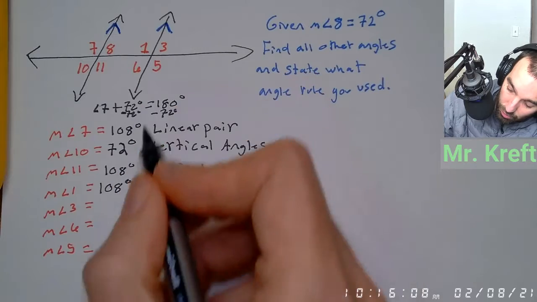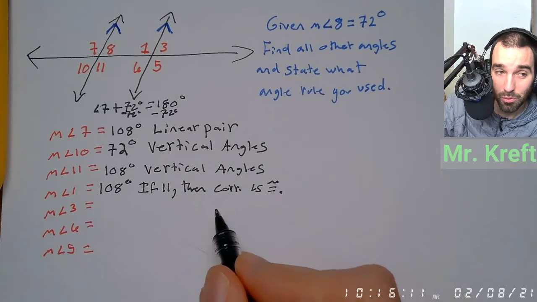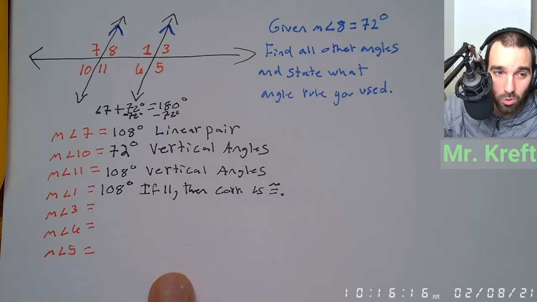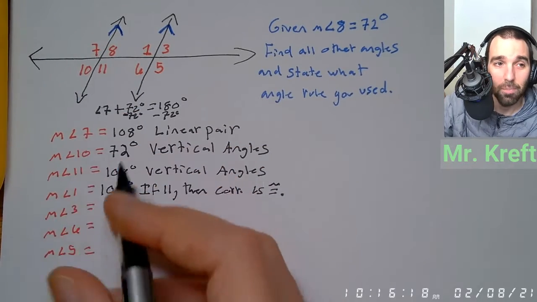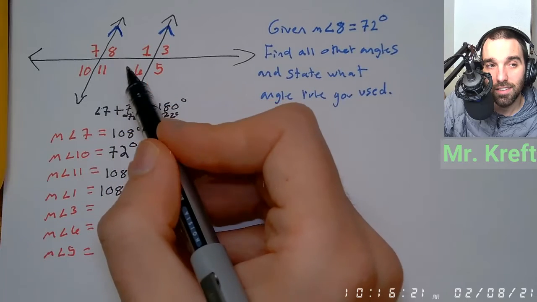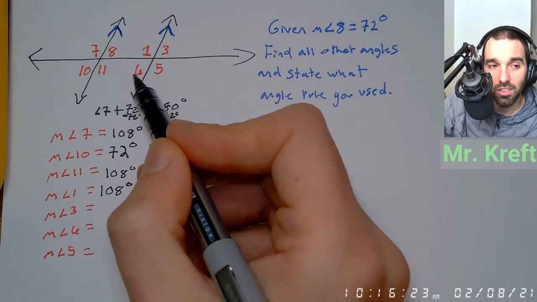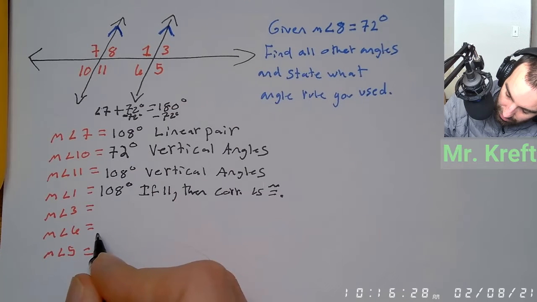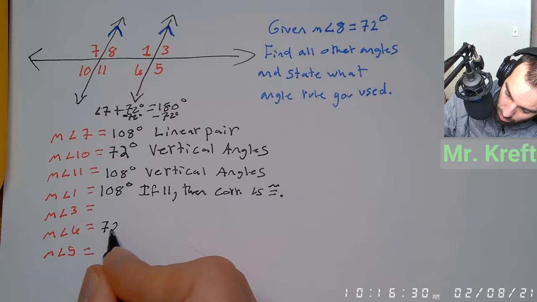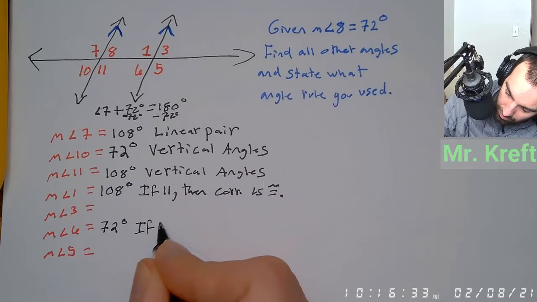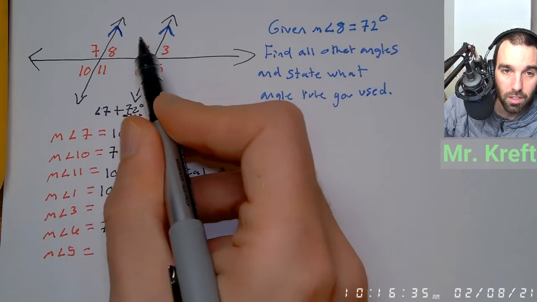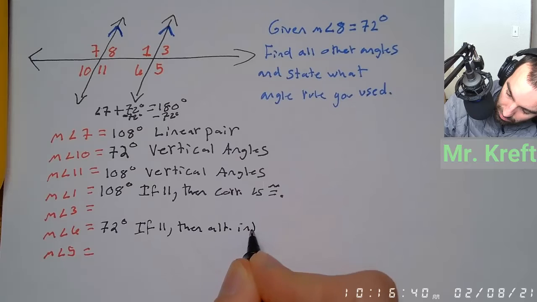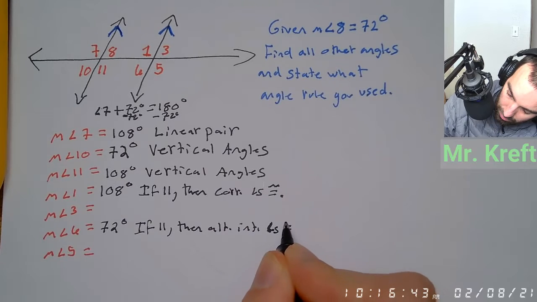Okay, and then, you know, really, I could just do corresponding angles for the rest of these, right? Because I started by finding everything in my city, so then I could just do corresponding angles. But I'm going to switch it up. So for example, I noticed that 8 and 6 are alternate interior. So if I look at 6, I know that's going to be the same as angle 8. So that's 72 degrees, because if parallel lines, and let's check, yep, I have parallel lines, then alternate interior angles are congruent.